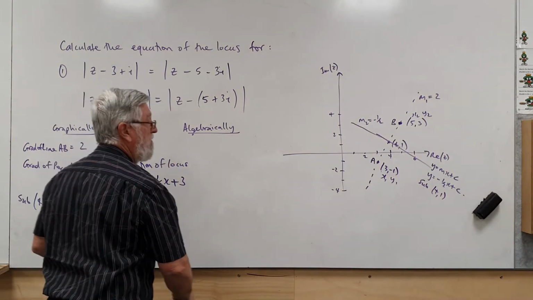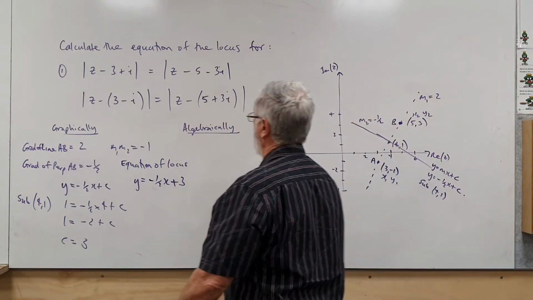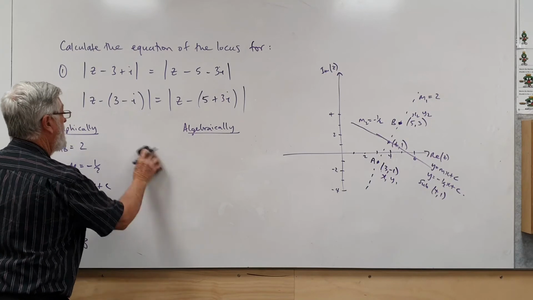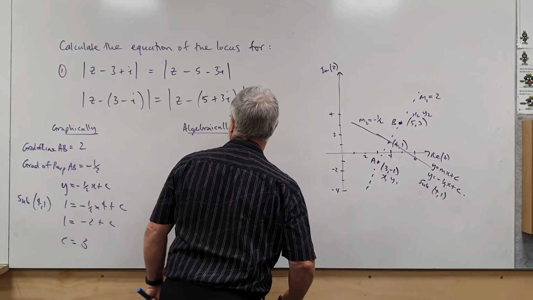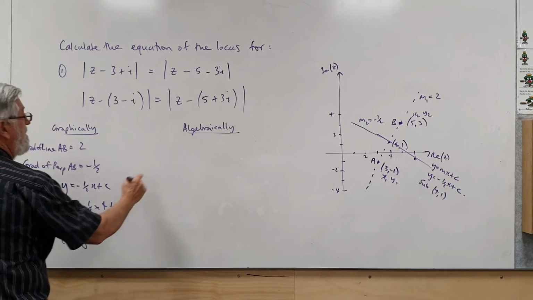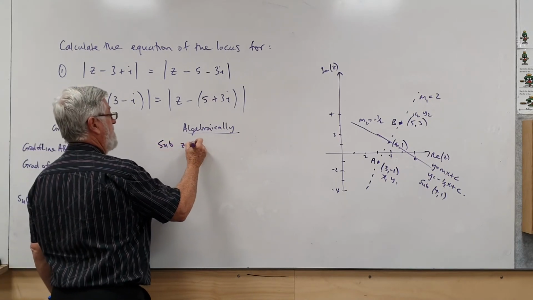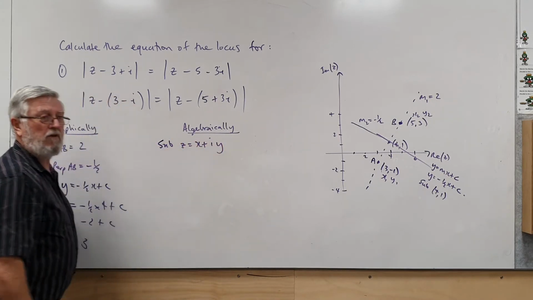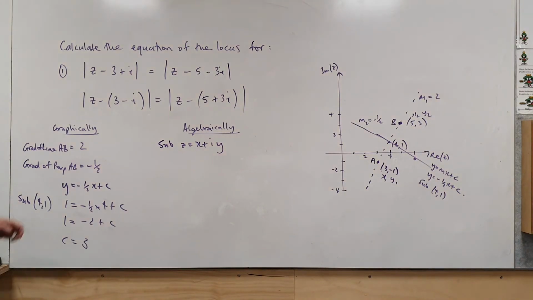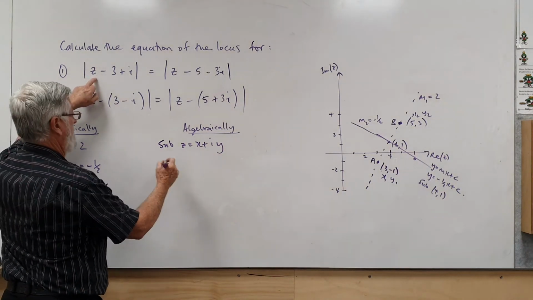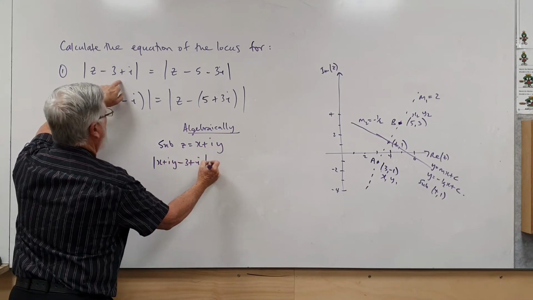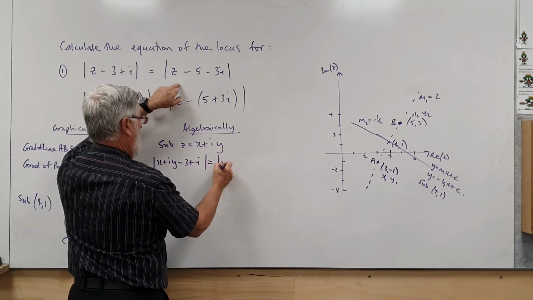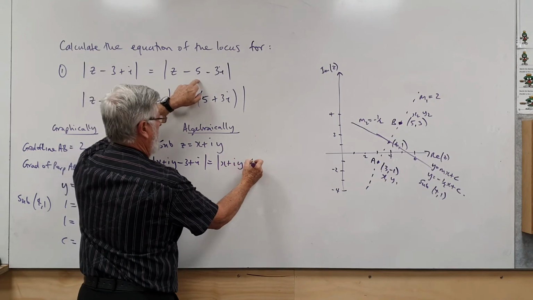So, if you don't want to go that way and you don't want to think that way, what can you do instead? You're going to make a bit of room for it. Forget about all this stuff. Substitute x plus iy. Sub z equals x plus iy, and go through the algebra. So ready for it? What are we going to have? x plus iy minus 3 plus i, and that's going to be x plus iy minus 5 minus 3i.